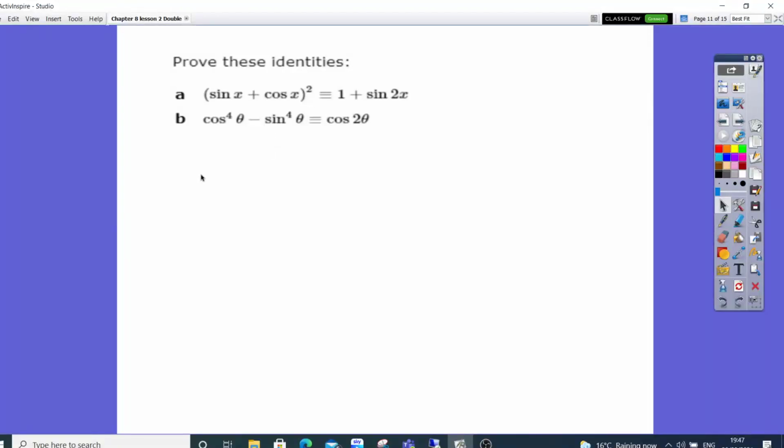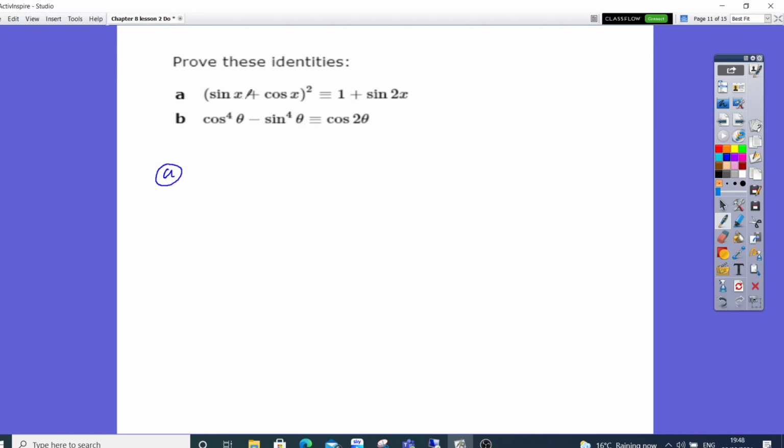Right, this is dedicated to my year 13s, who I think I've confused slightly with proving identities. So I'm just going to go through some of the examples for them, looking at how to prove these trig identities and hoping it will help them. So let's have a go at the first one.